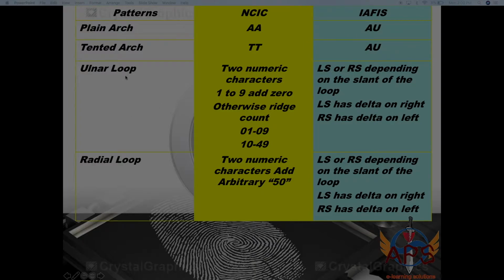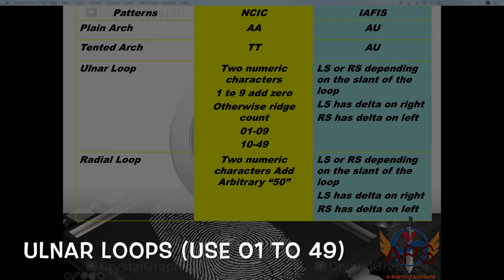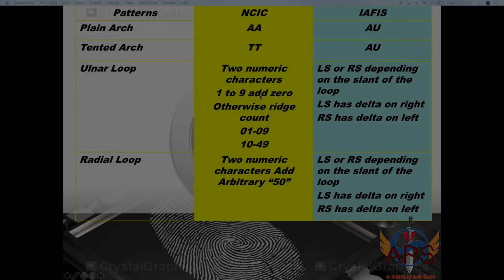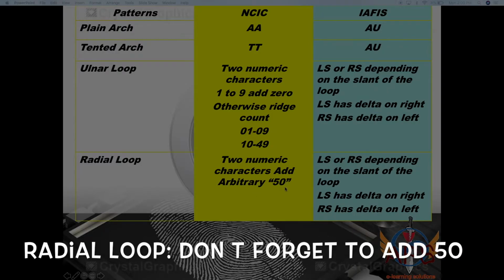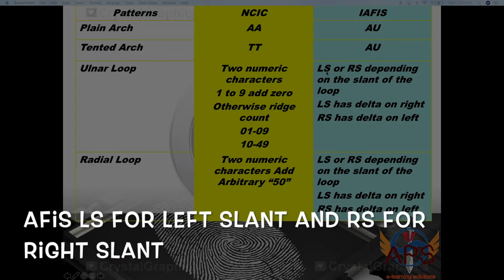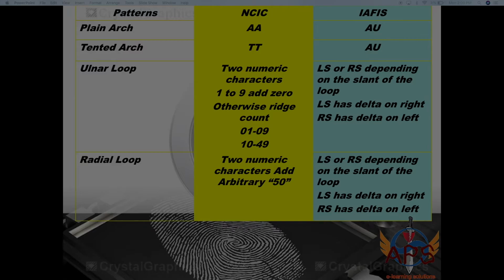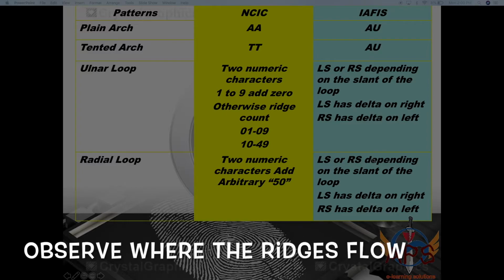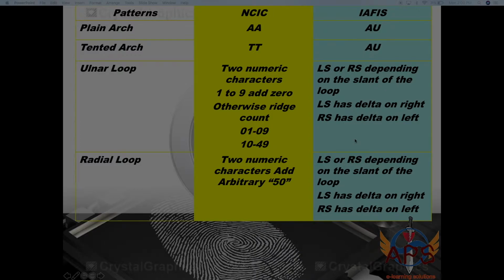And for ulnar loop and radial loop, you can see here the rules on NCIC. For ulnar loop, just use the ridge count and follow the respective rules here. In case there's a single digit of ridge count, we just add 0. And for radial loop, remember the arbitrary number, which is 50. For AFIS, we just write the symbols LS or RS. LS means left slant and RS means right slant. So that is with regards to ulnar loop and radial loop. You just observe the flow of the ridges, whether it flows to your right or to your left. Then just write the symbol RS or LS, right slant or left slant.